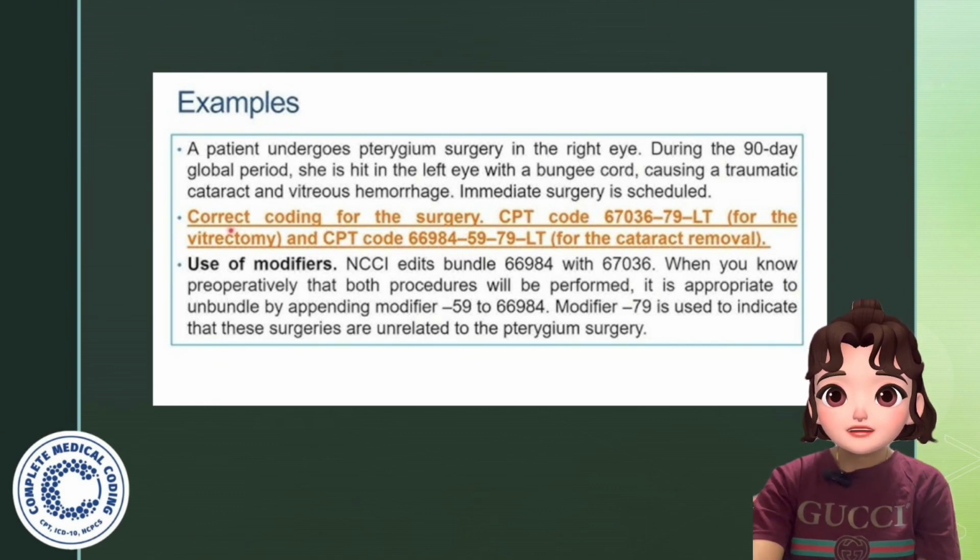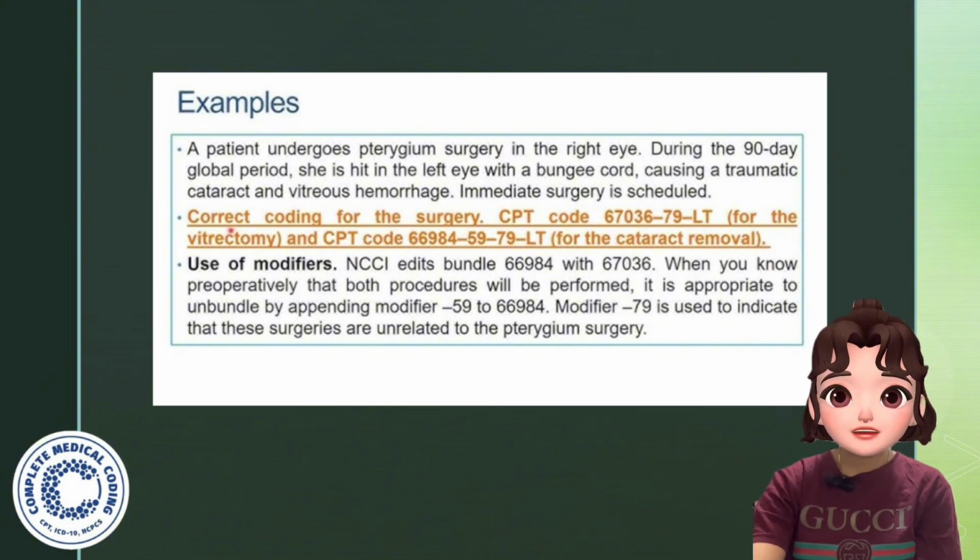So what is the correct coding for the surgery? The first code should be 67036. 67036 is the removal of vitreous fluid taken from the eye. And here, since she is hit in the left eye, you have to append it with modifier LT.